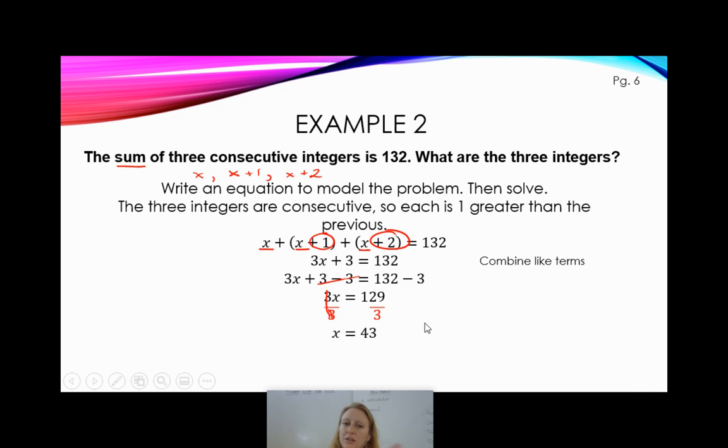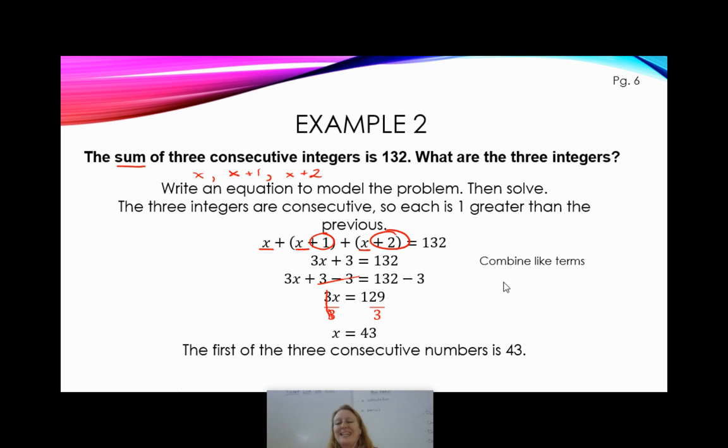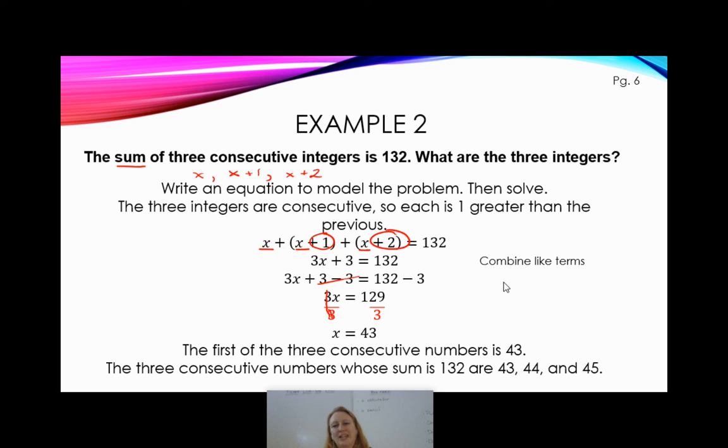Now hang on. We need to make sure we answer the question. The question says, what are the three integers? We only found the first one, right? The first of the three consecutive numbers is 43. So if the first one is 43, the next one will be 44, the next one will be 45. So the three consecutive numbers whose sum is 132 are 43, 44, and 45. If you want to double check, you can add the three together and make sure they add up to 132. Just saying.